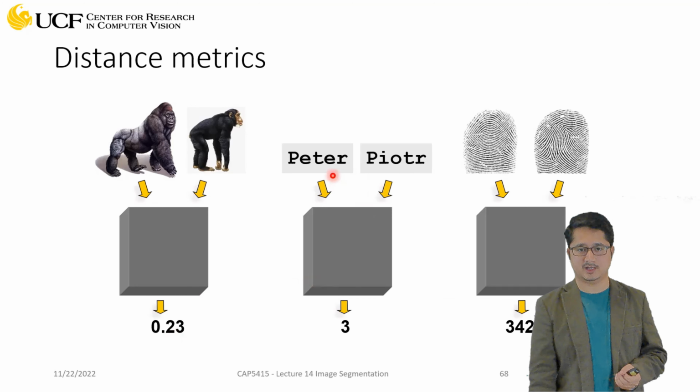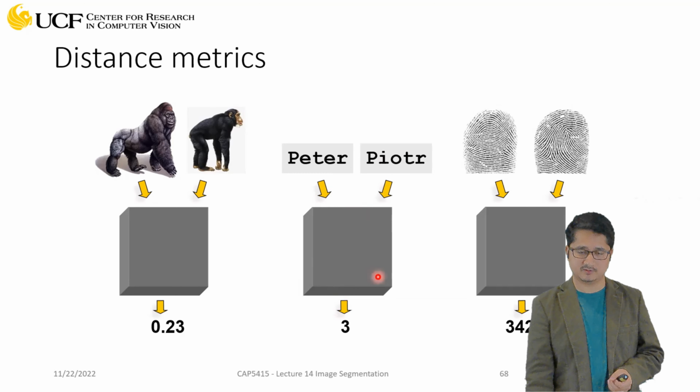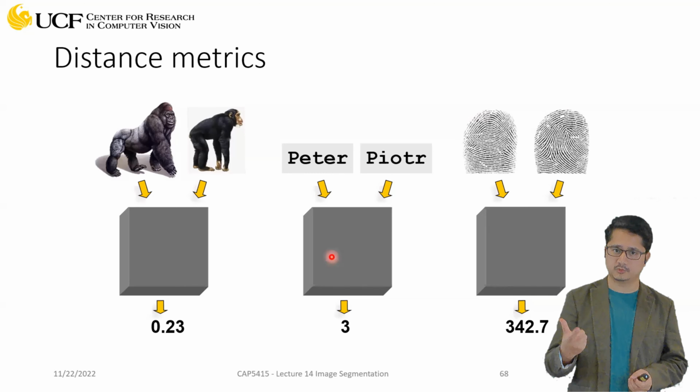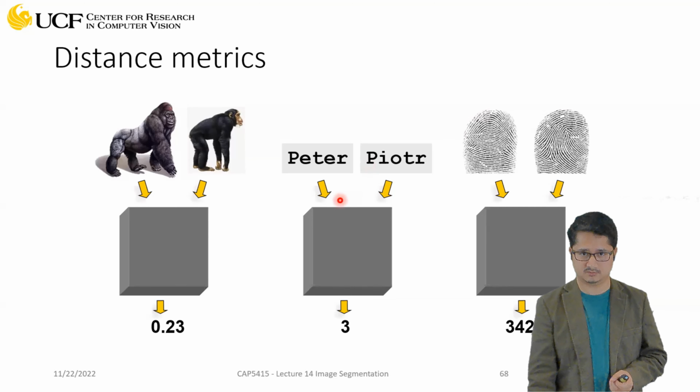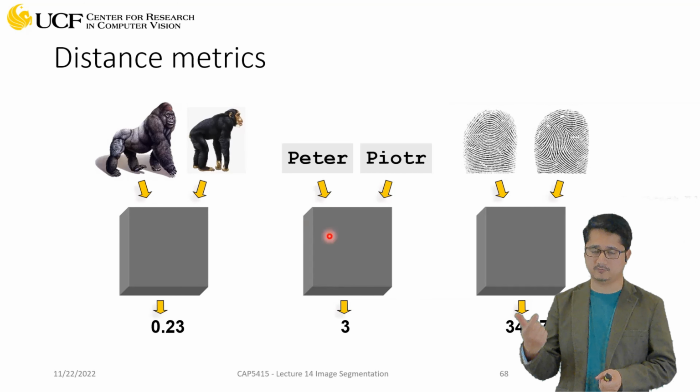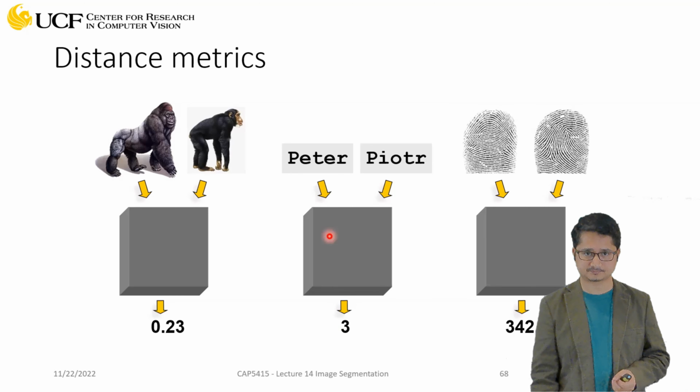Similarly, you can have two different words, and you might get some kind of number for that, whether they're similar or not. And again, this function will vary from problem to problem. It will depend upon what kind of features you're looking into, and how you're matching those features. So you need this kind of distance metric to perform clustering.